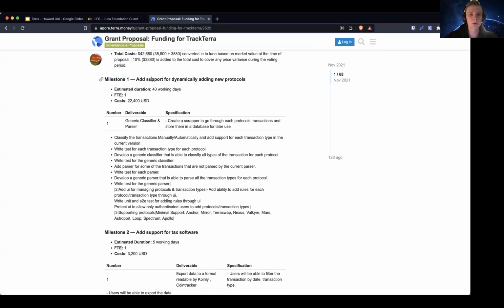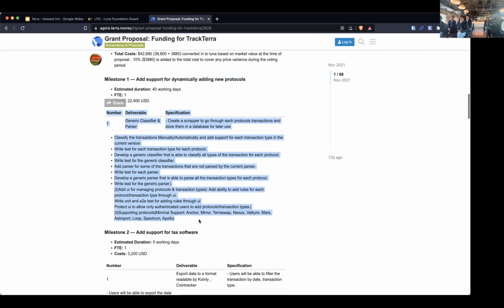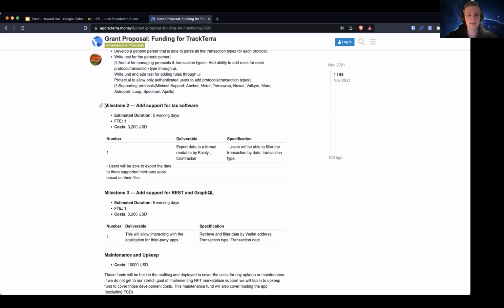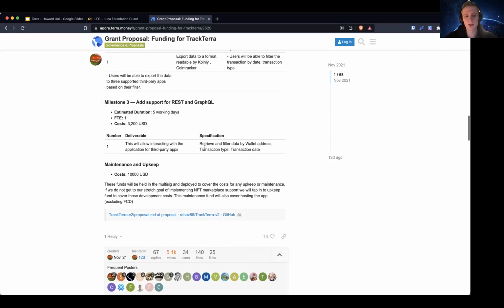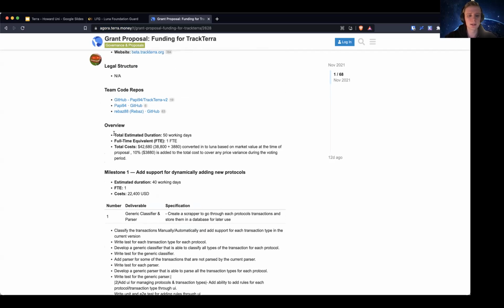And then here's their milestone 1. So their first milestone would be add support for dynamically adding new protocols. And then they said their full-time employees would be 1 for 40 days, and that would cost $22,000. So they would pay their dev $22,000 to create the system. They specified exactly what that system would entail, what that milestone would entail. And then after that, they created different milestones, and they would do the same thing for every milestone. And then at the end, they would add it up into their overview right here. This is kind of what we're looking for in grants. Awesome.